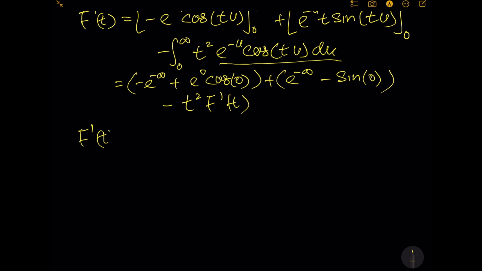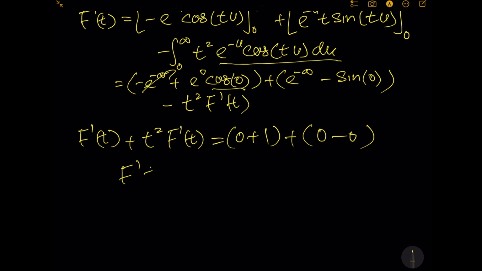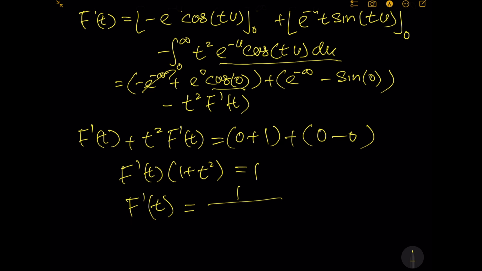Then rearrange the equation: we have f prime t plus t squared times f prime t equals 0 plus 1 minus 0 plus 0, which is f prime t times (1 plus t squared) equals 1. And then we get f prime t equals 1 over t squared plus 1.